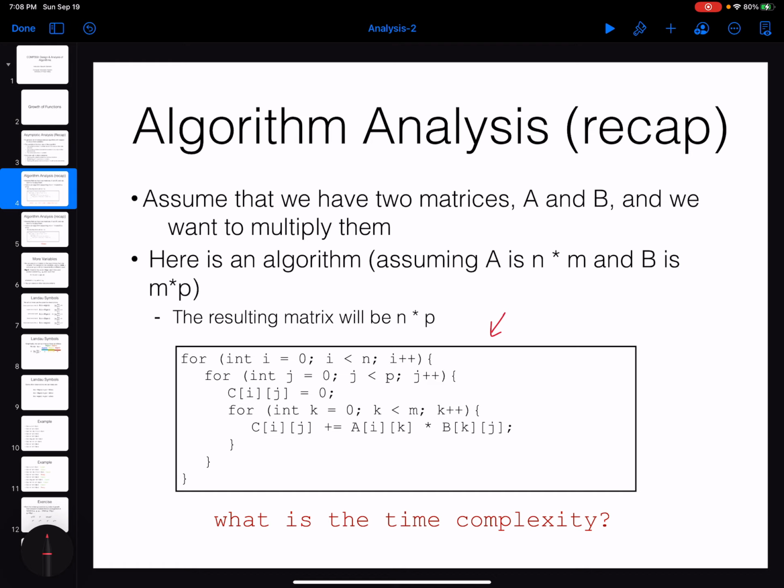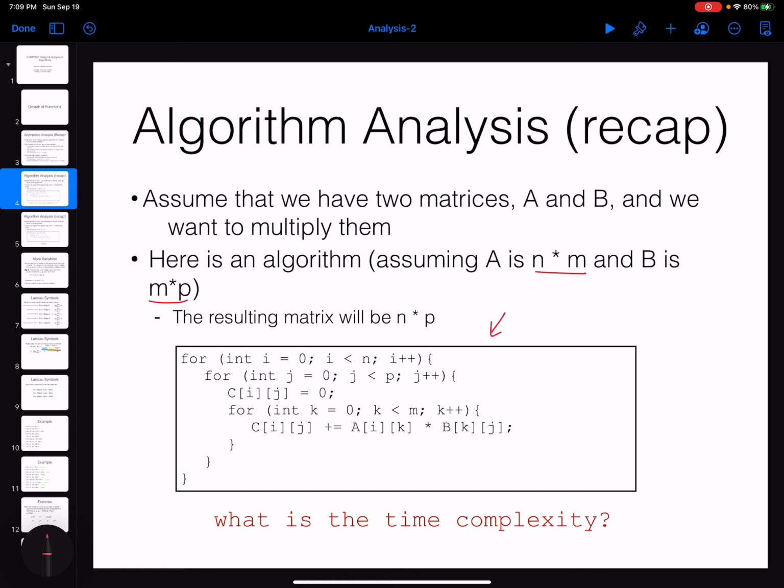And what is going to be the time complexity? The first thing to notice here is that the size of the input is going to be the size of these two matrices, right? One of them is n by m, the other one is m by p. And so we can see here that the input size is going to change based on three variables, n, m, and p. All of these three variables directly affect the size of the input, the size of matrices that we are working on. So the time complexity for this algorithm will depend on three variables, not just one variable.